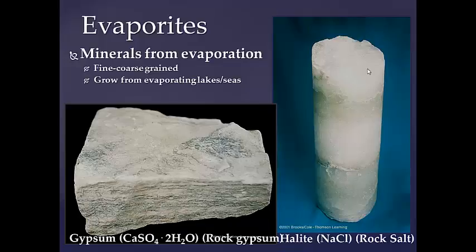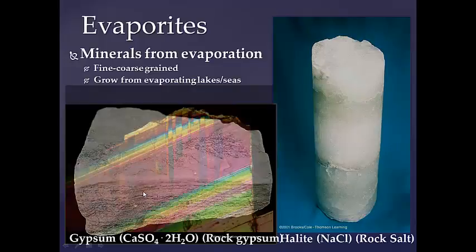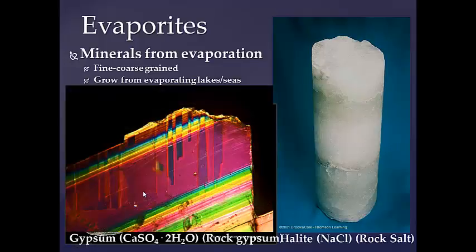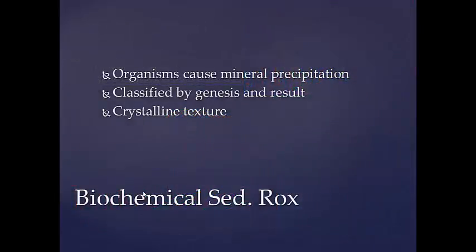Oftentimes, many biogenic processes go in here, and there's a whole bunch of sulfur hanging around. This sulfur bonds with calcium and water to make gypsum. A thin section of gypsum will reveal that the grains constantly reorient and change their position, which is what's causing this pleochroism here.